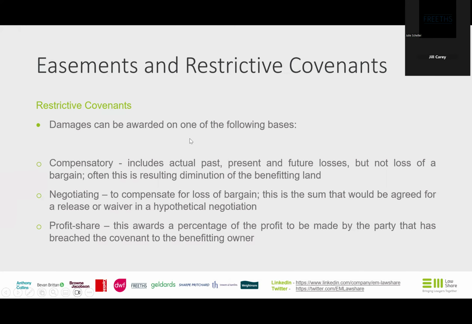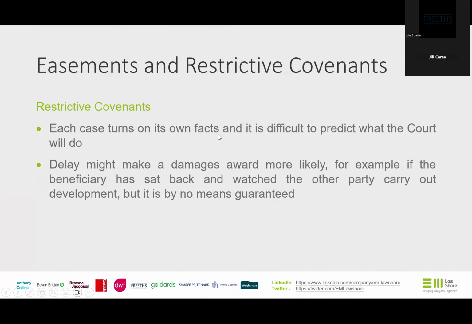The bases for awarding damages, they can be compensatory, negotiating, or profit share. The last one is obviously the steepest and it's not that often used, but the court will get their calculator out for the first two. So valuation evidence is important there. Each case turns on its own facts. It's difficult to predict what the court will do, but you might be more likely to get damages if you've sat on it effectively.